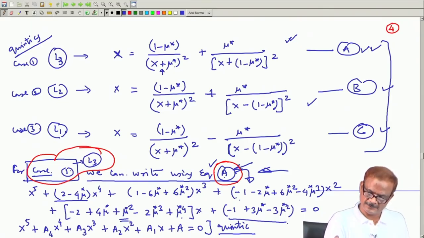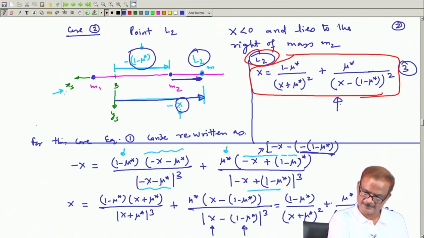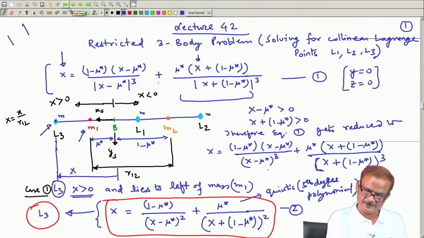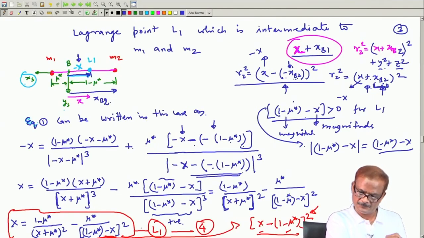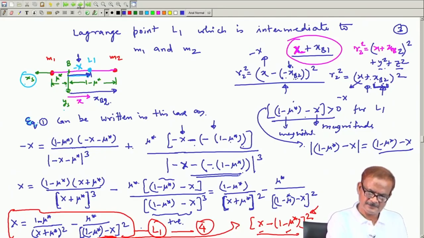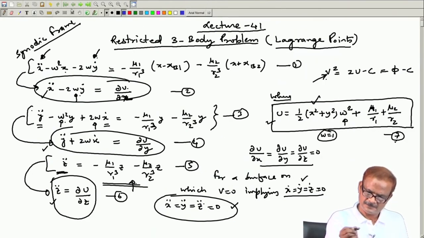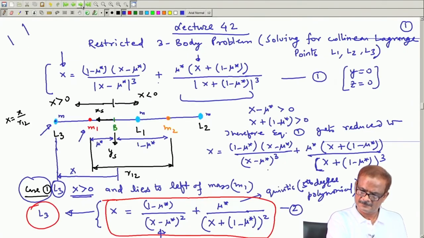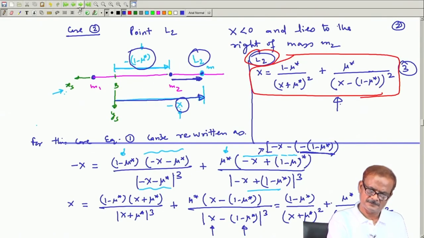Here perhaps a sign somewhere we have done the problem, let me check here. For the first equation, in case 1, this is x minus mu star. And somewhere we have written with a plus sign, that we need to correct. For L 3 we have written here with a minus sign. Somehow or other some sign will get disturbed while copying from one place to another place. X minus mu star.